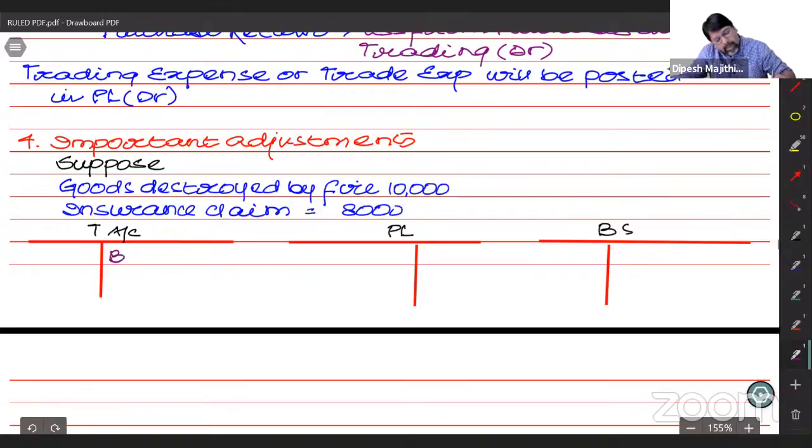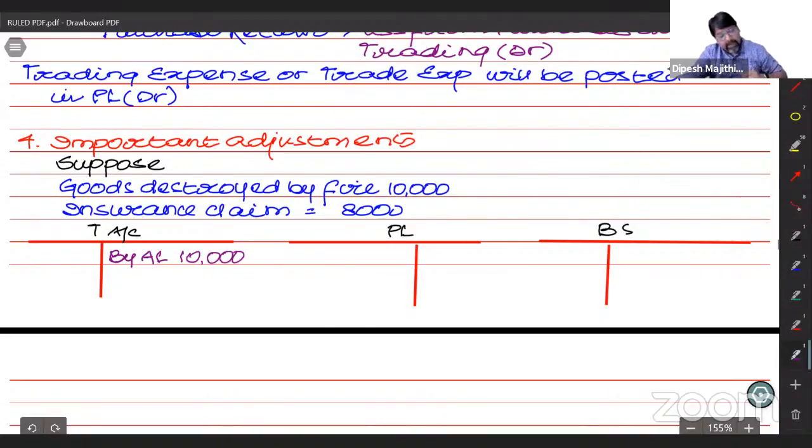In trading account, you will write by abnormal loss 10,000. Sir, we have studied that abnormal loss should be subtracted from purchases. Yes, no problem. Whether you subtract from purchase on the debit side or you write it on credit side, it's one and the same, no? Why do you write it on the credit side? Because it is outflow of goods. In trading account, debit side is inflow of goods, credit side is outflow of goods. So abnormal loss 10,000, either you write it on credit side or you subtract it from purchases.